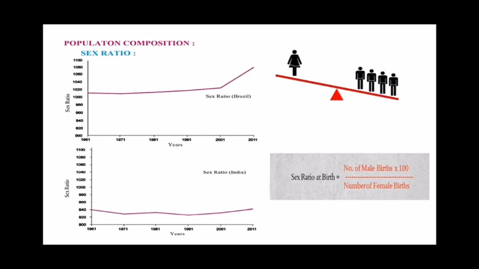So in India, we see fluctuations in the sex ratio for a few decades. That means the curve is going higher and coming down, but there are no huge differences. It is very similar to what it was in 1961. Only in 2011 you can see a little bit of a higher ratio.